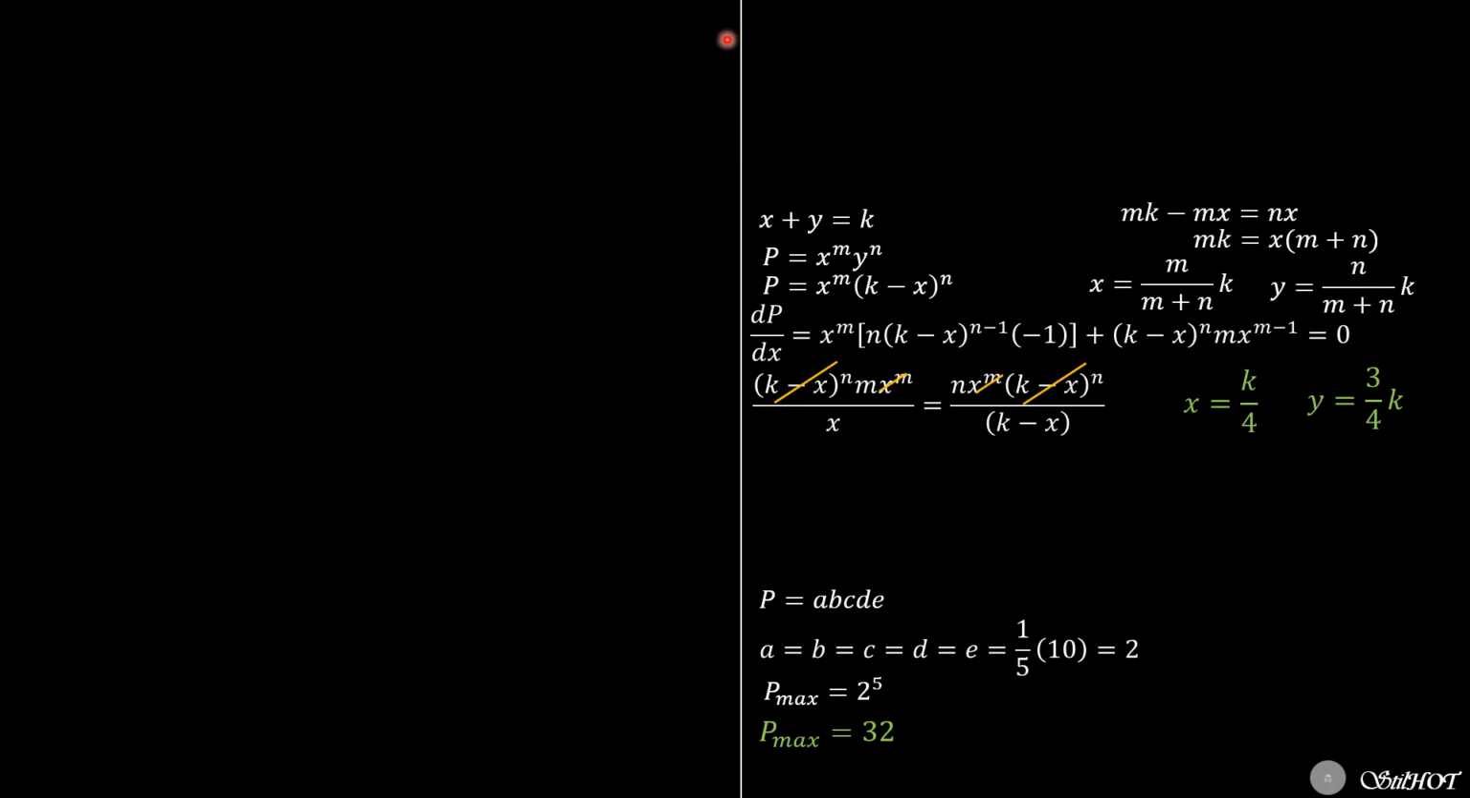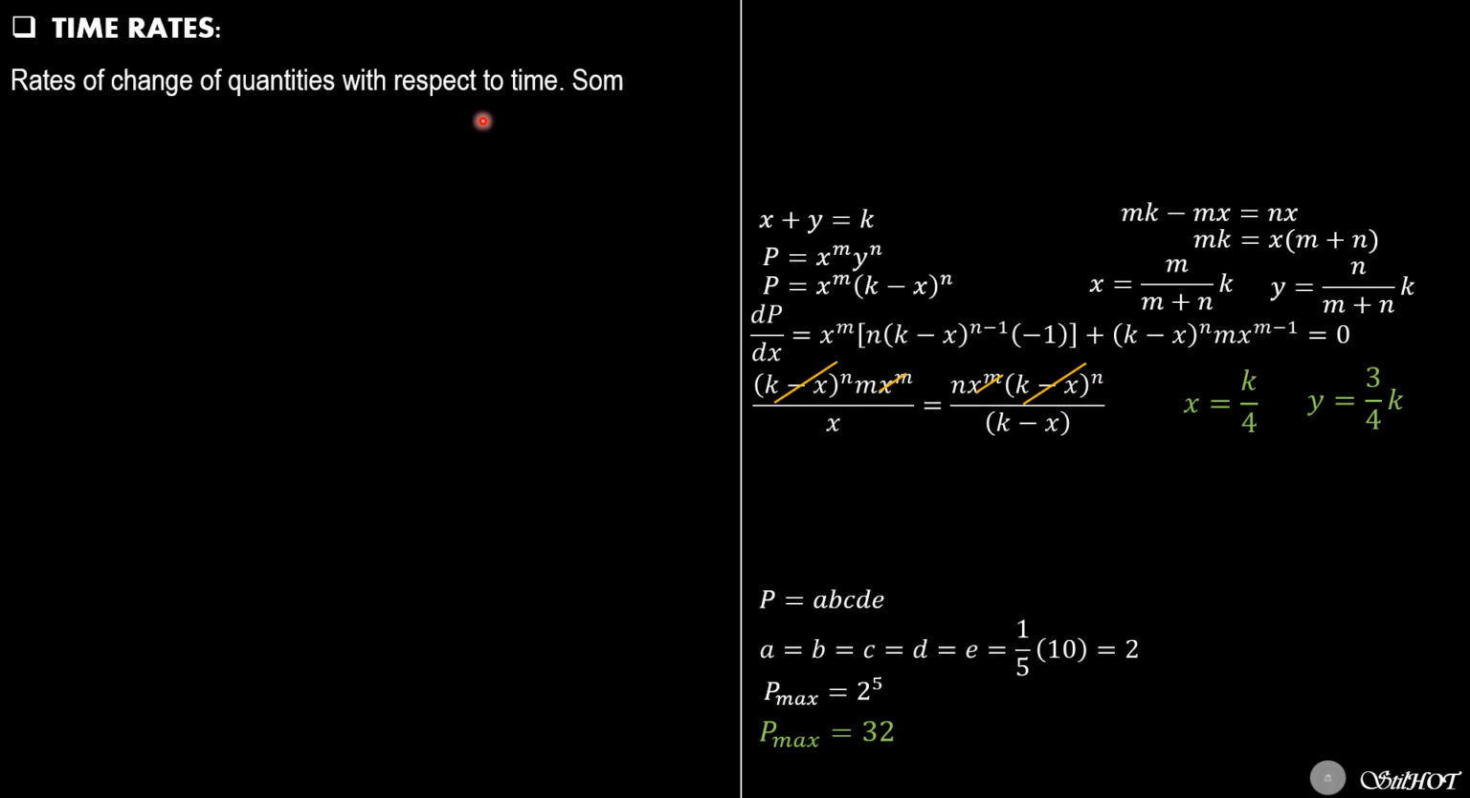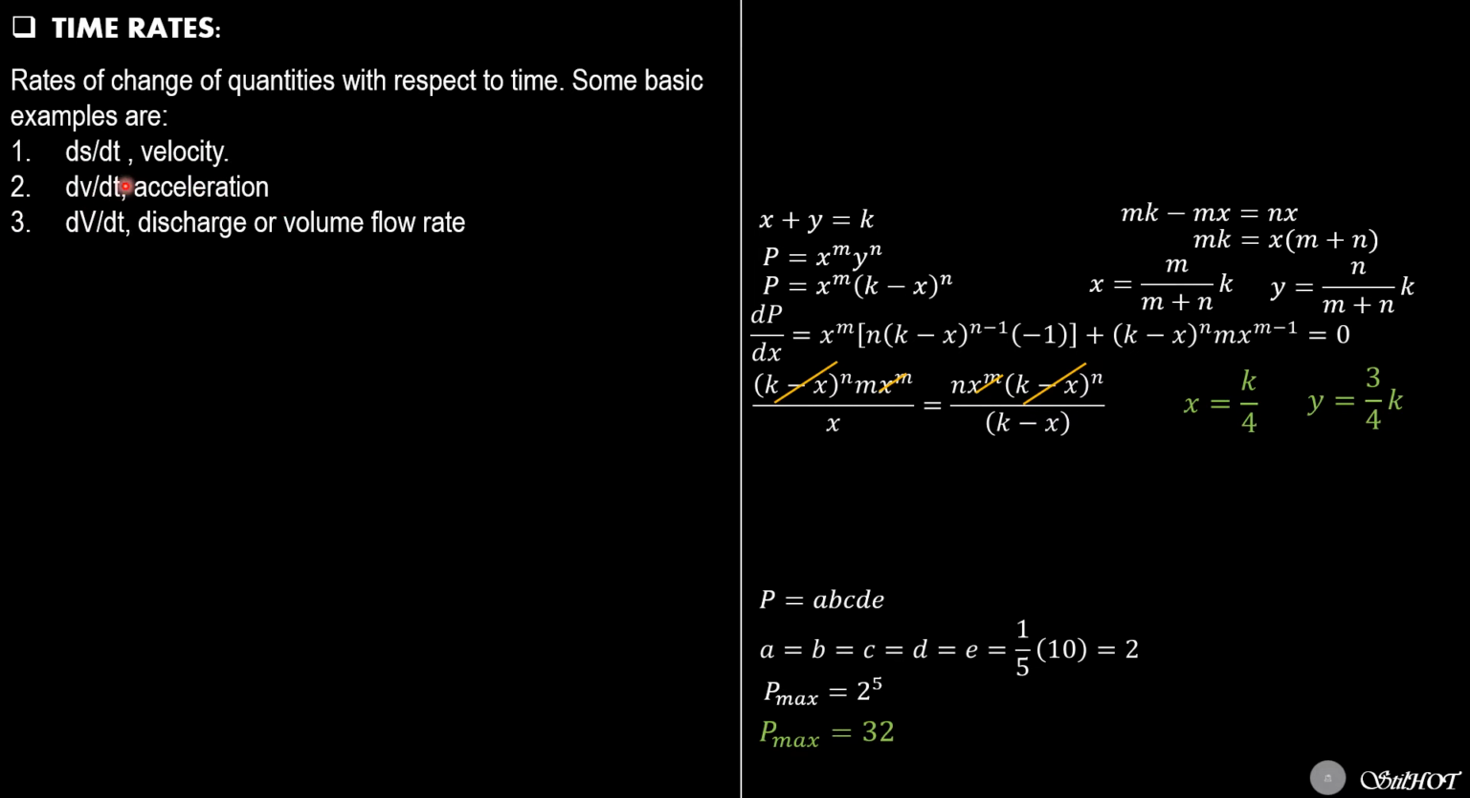Now for the principles on time rates, that is changes due to time, time rate of change, that's the other term. So rates of change of quantities with respect to time. Some basic examples are ds dt or the velocity, the derivative of velocity with respect to time or acceleration, and the derivative of volume with respect to time or the discharge, or we call this volume flow rate. So these are examples of time rates or quantities that change with time.